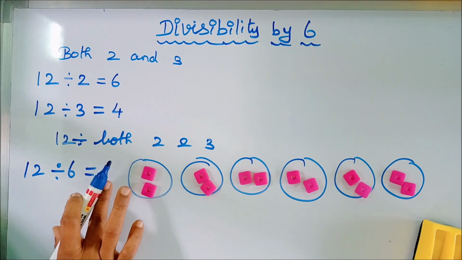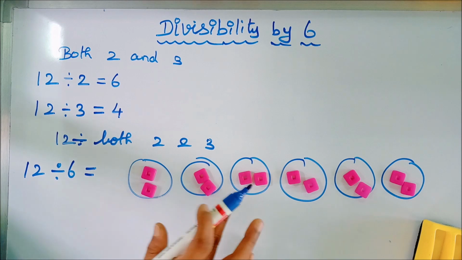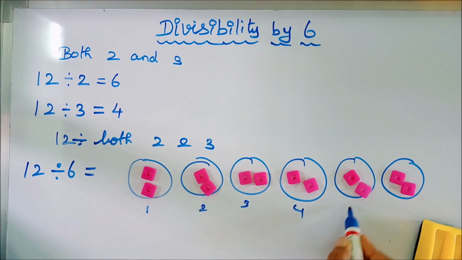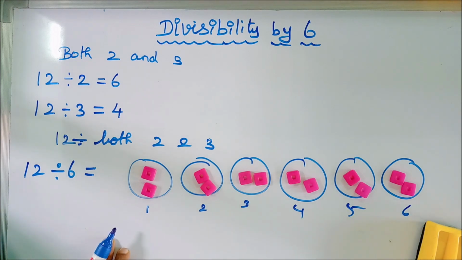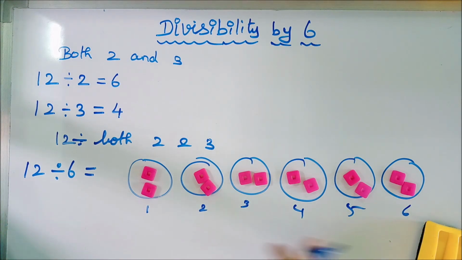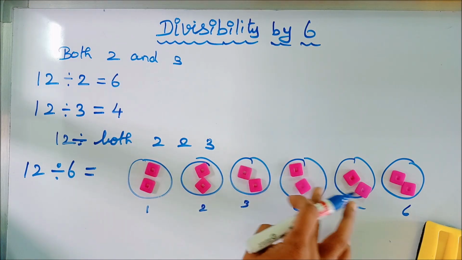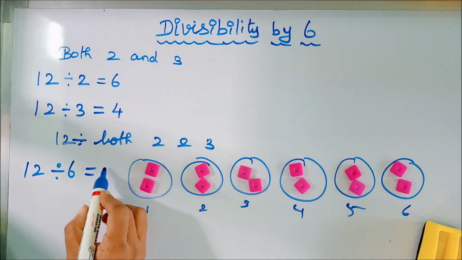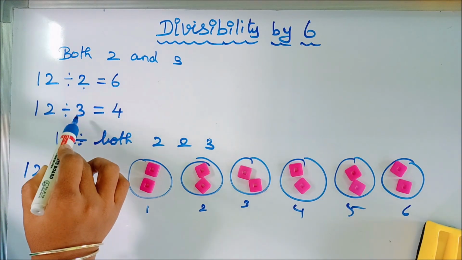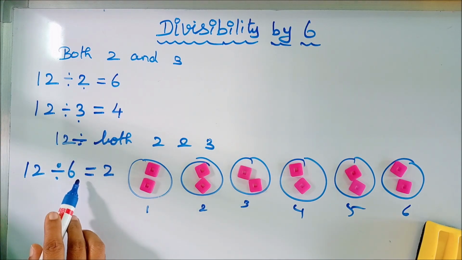Let us write the quotient by counting the number of pieces in each set. See how many sets here? 1, 2, 3, 4, 5, 6. Thus we have divided the 12 into 6 equal sets, and each set has 2 pieces. So the quotient is 2. Thus, if a number is divisible by 2 and 3, we can say it is divisible by 6.